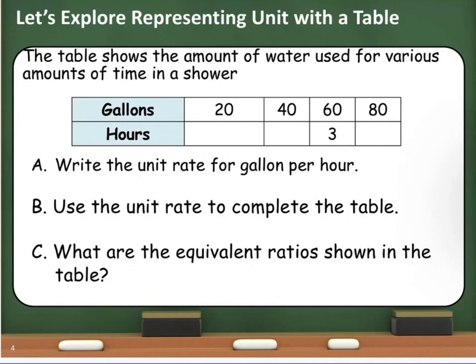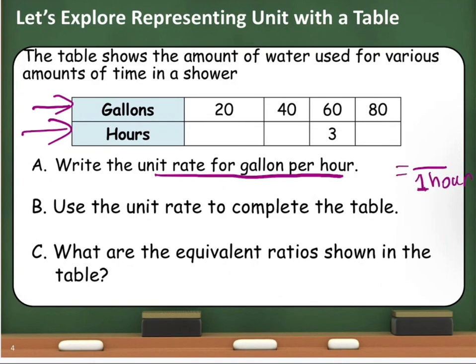We have another table, right? So this table shows the amount of water used for various amounts of time in the shower. Okay, so we want to take our information that our table has, gallons per hours, and we want to find the unit rate of gallons of water per hour. So we know we want 1 hour on the bottom because it's per hour, for every 1 hour. And we don't know how many gallons that's going to be.